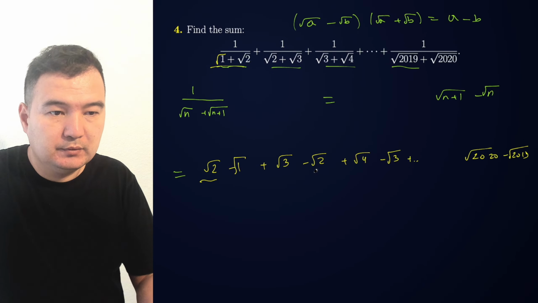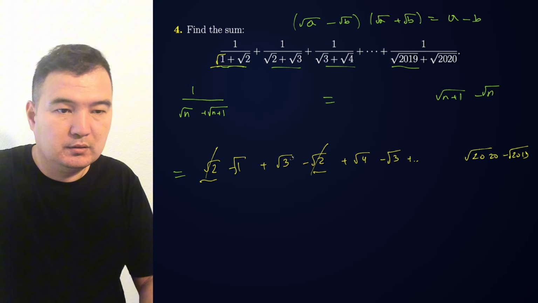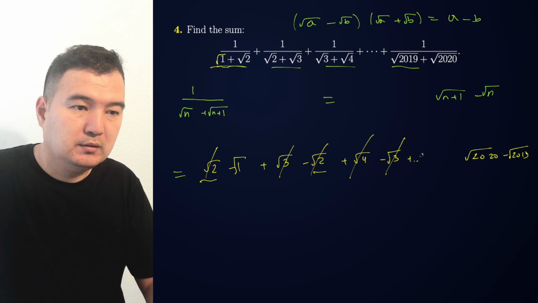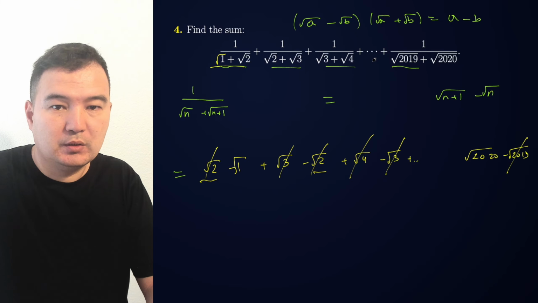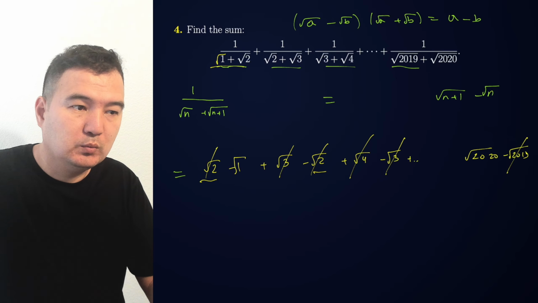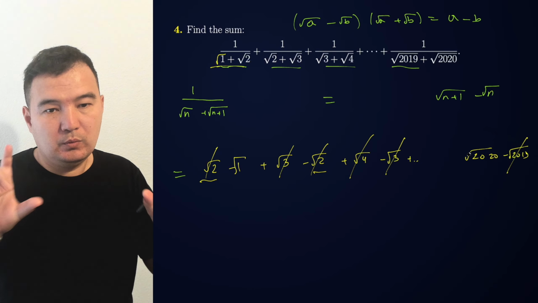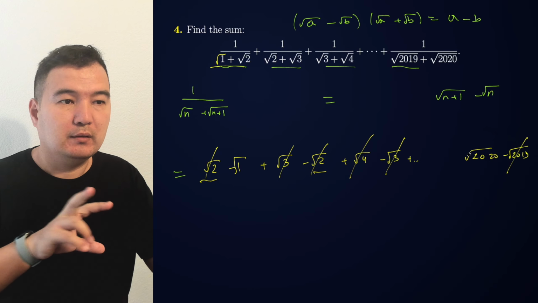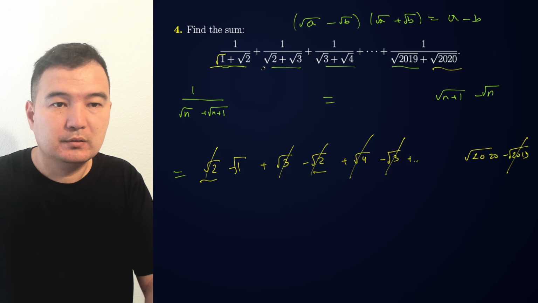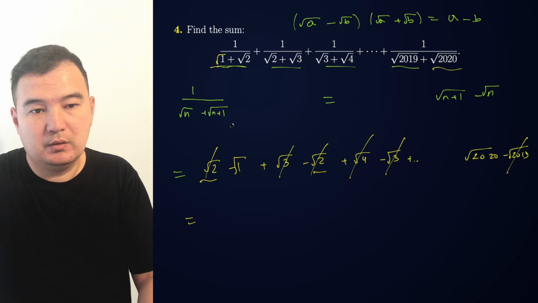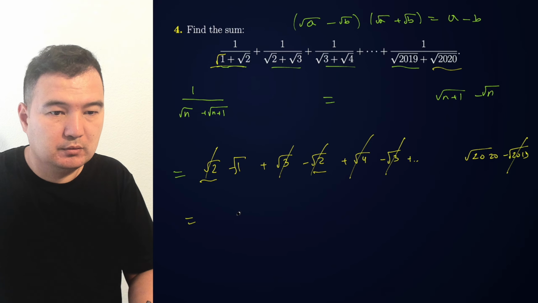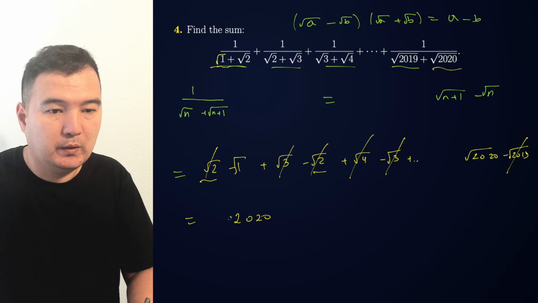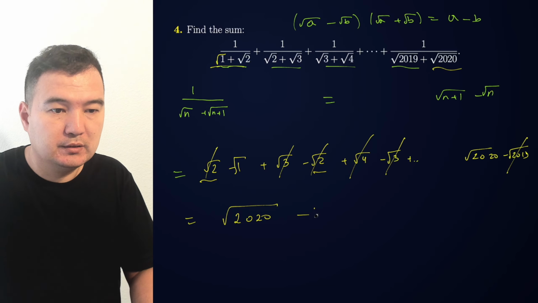For example, this one and this one cancel each other. So square root of 3 will cancel square root of 3. Square root of 4 will cancel the next one. So square root of 2019 will get cancelled too. If you look closely, there will be only two terms that are not cancelled: this one and then 1, because we don't have plus 1 and we don't have the minus square root of 2020. So the result is we are left with square root of 2020 minus 1.